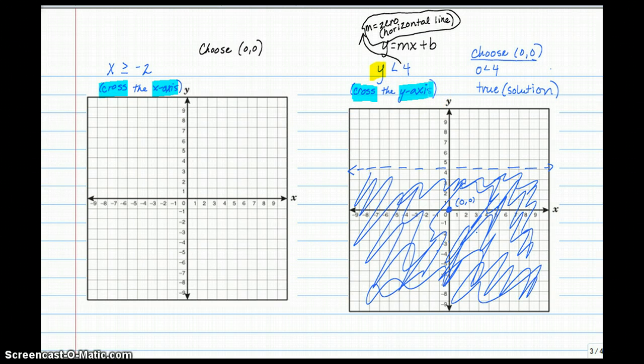This is going to be a solid line, and it's going to cross the x-axis, which will mean it's a vertical line. Okay, so it's going to have to be, let's try a different color here, a vertical line if it's crossing the x-axis, whereas a y line crosses the y-axis, so it's a horizontal line.